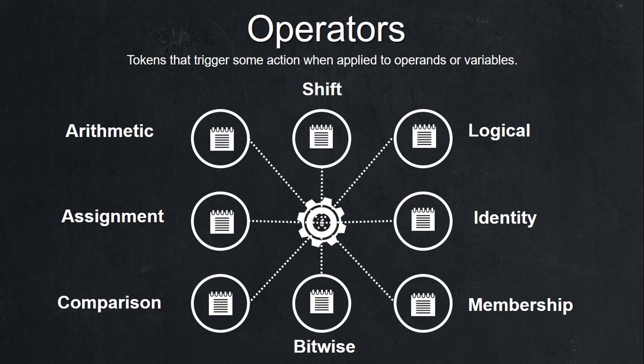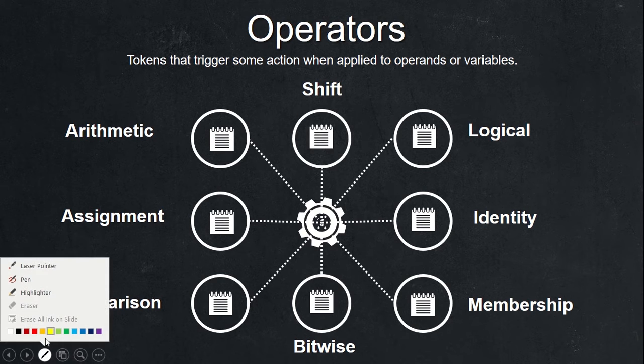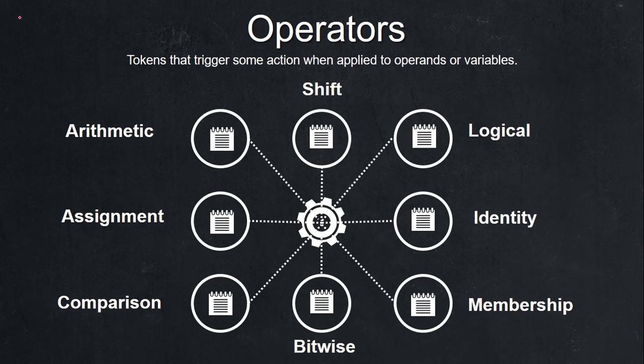Okay, now what about operators? Tokens that trigger some action when applied to operands are termed as operators. There are many types of operators in Python. First, arithmetic operators. I hope everybody remembers arithmetic operators: plus, minus, slash, multiplication.